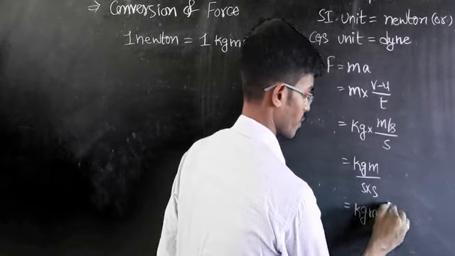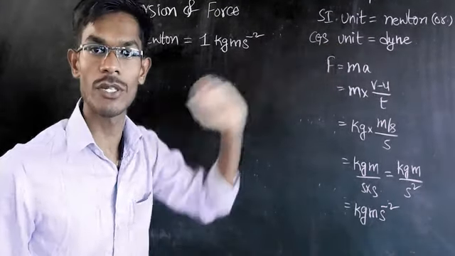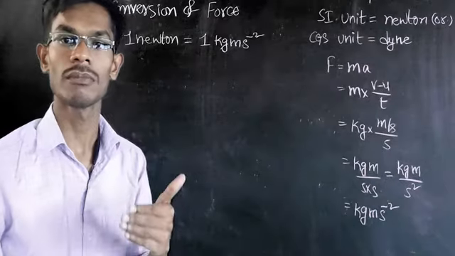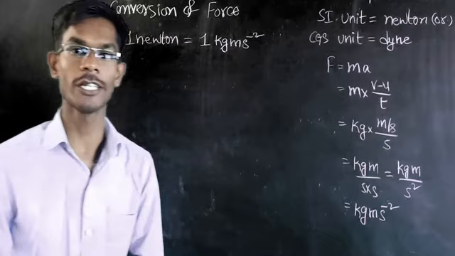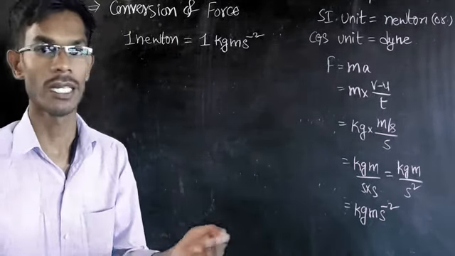See here, kilogram meter by S into S, S square. If you send this S square to the numerator, it becomes S power minus 2. Kilogram meter S power minus 2 is the SI unit of force. Then we need to convert this SI unit of force into the CGS unit of force. CGS stands for centimeter, gram, second. Centimeter is the unit for length in CGS, gram is the unit for mass in CGS, and second is the time unit in CGS system.